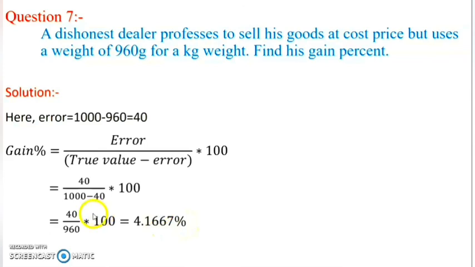4.1667%. So after doing the malpractice, that is after selling the goods at the same cost price but giving less quantity, that is instead of 1 kg giving 960 gram, the dealer will gain a profit of 4.1667%.